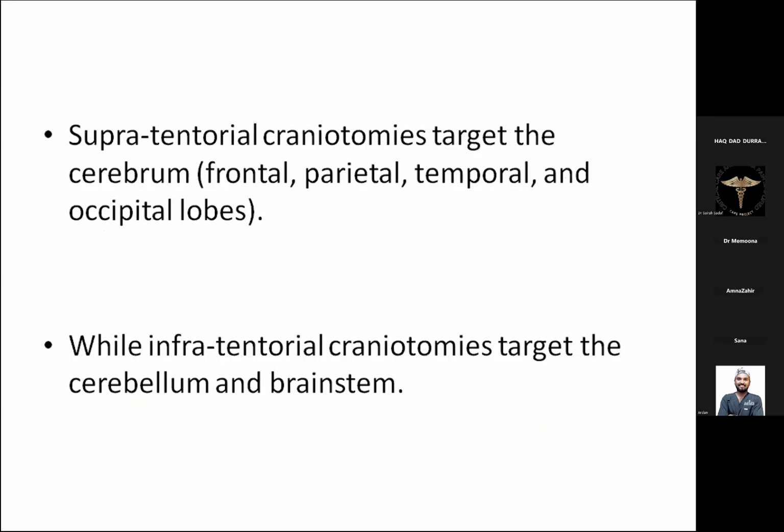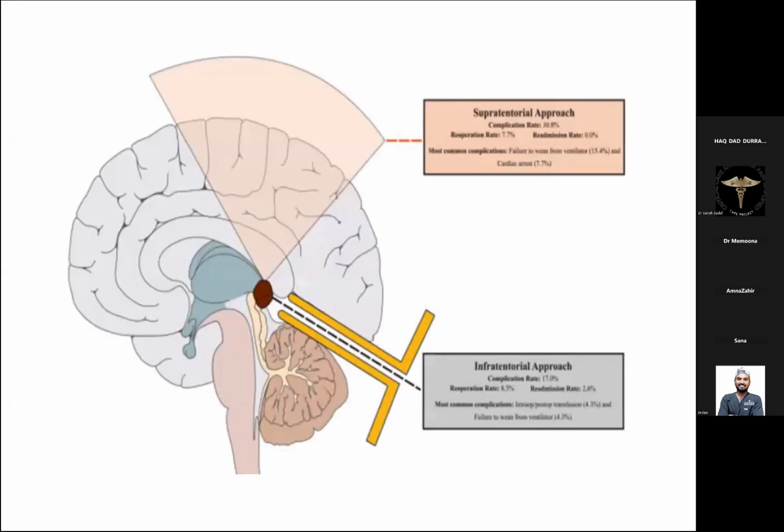Supratentorial craniotomies target the cerebrum, while the infratentorial craniotomies target the cerebellum and brainstem. This diagram shows the demarcation over here. If we need to access the cerebrum, then the supratentorial approach is used. If the surgeon needs to access the cerebellum or the brainstem, the infratentorial approach is used, which is associated with more complications, more risk of not just intraoperative, but post-op pain, as well as this pain converting to chronic pain states post-operatively.